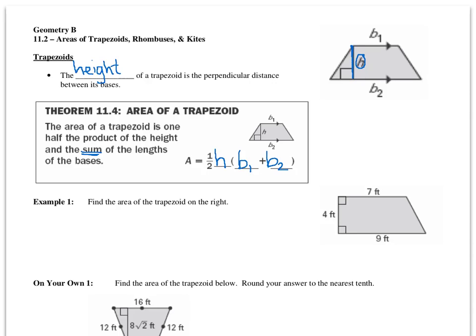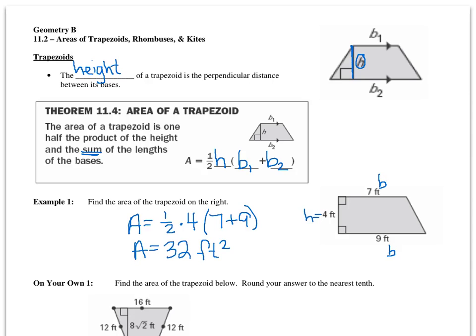So example 1, find the area of the trapezoid on the right. Well, this is going to be my height because it's perpendicular to this. That's one of my bases, and that's my second base. So I'm going to say area equals 1/2 times my height, which is 4, times the sum of my bases, 7 plus 9. So area equals 1/2 of 4 is 2, and then multiply that by 7 plus 9, so 16. And we'll get 32, and my units will be feet squared.